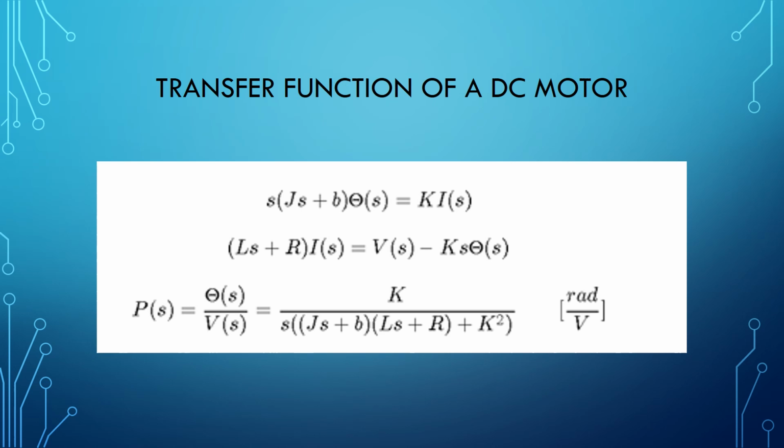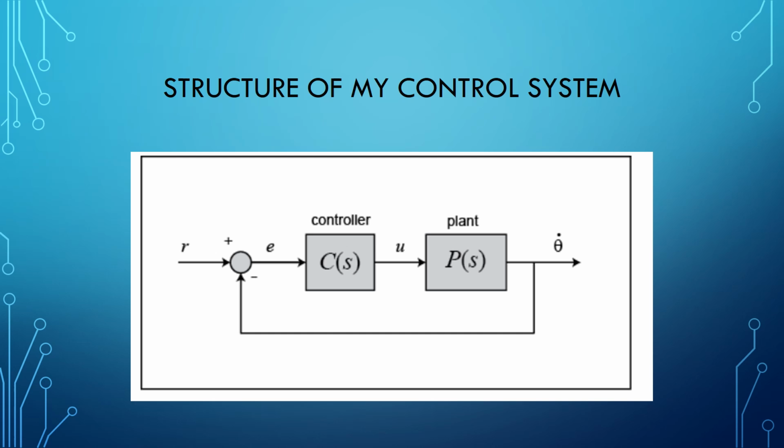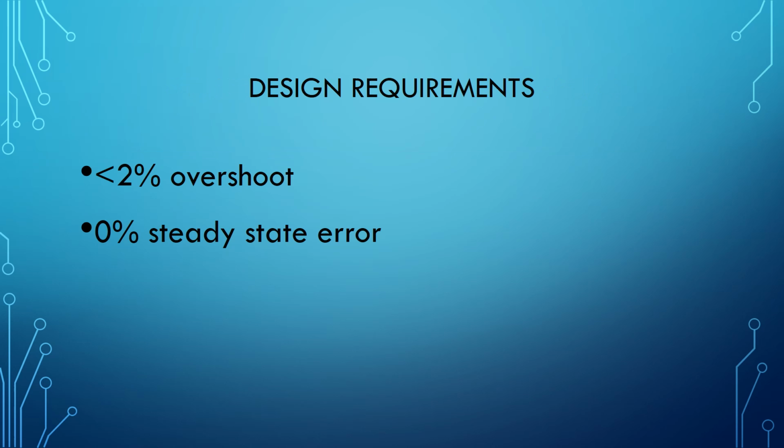In these next two slides, I cover the math behind the model which I chose. I have added here the transfer function of the DC motor, which I modeled in MATLAB. This next slide includes the block diagram of my system and the structure which I followed. After these mathematical models, I have uploaded my design requirements. I decided to go with a less than 2% overshoot and a 0% steady state error. In order to achieve the 0% steady state error, I will have to use a PI controller.